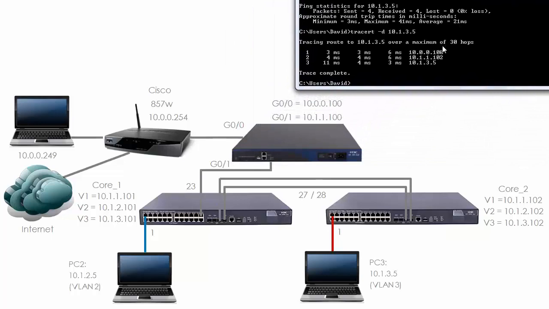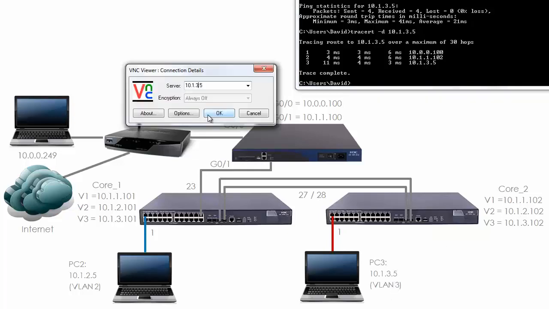So once again, the first hop is the MSR. Interface gigabit 0/0 with IP address 10.0.0.100. Second hop is core switch 2 with IP address 10.1.2.102. And the third hop is the PC.